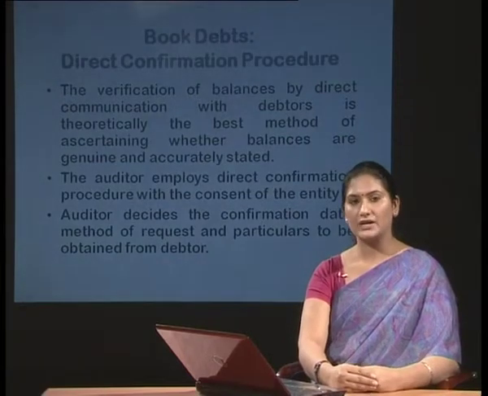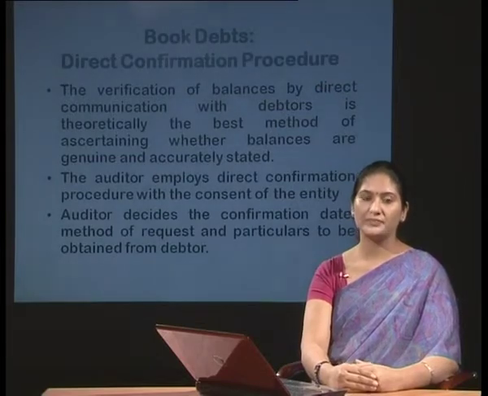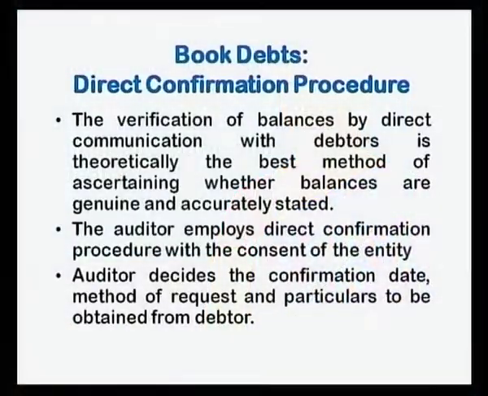Book debts, the direct confirmation procedure. The direct confirmation procedure means when the auditor directly sends advices to the debtors to confirm the balance with the entity, that is his client. In that case the debtors prepare their own schedule, the copy of their accounts, and send it over to the auditor so that he can cross verify it with the records shown in the entity. The verification of balances by direct communication with the debtors is theoretically the best method of ascertaining whether balances are genuine and accurately stated.